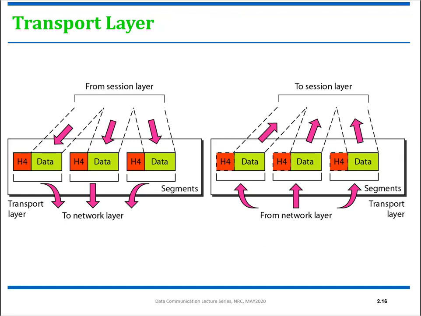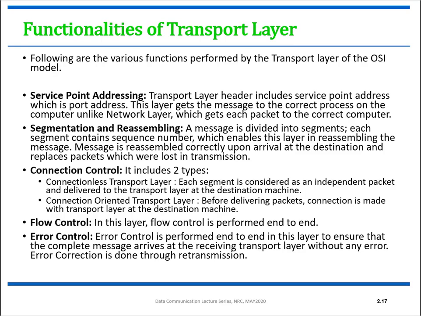Then we talked about the transport layer. Here you see the transport layer also received the data from the session layer and transfer the data to the network layer. Here you can see data is actually divided into different segments, right? Now let us discuss the functionality. The transport layer is basically a process-to-process delivery of the entire message from a process of a sender to a process of the receiver.